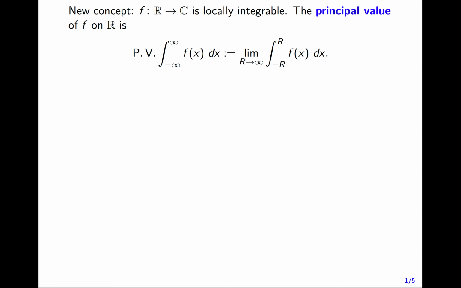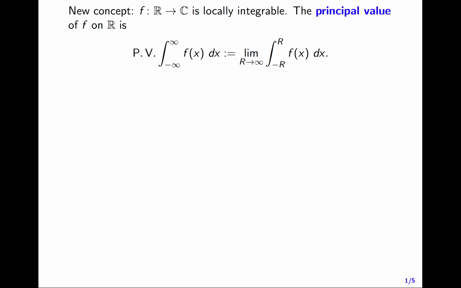So f is locally integrable. The integrals from minus R to R of f always exist. Maybe this limit does exist, maybe it doesn't. If it does exist, we assign its value to the symbol PV integral minus infinity to infinity of f. Note that I'm not saying here anything about the existence of the improper integral from minus infinity to infinity of f. Rather, I'm bundling the integral symbol together with the letters PV to denote this special limit.